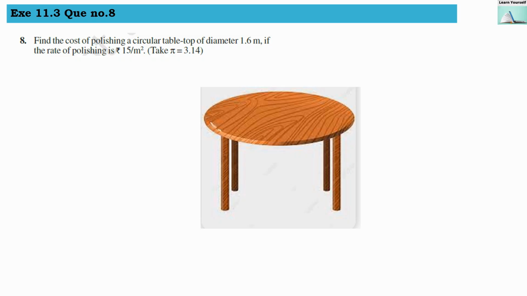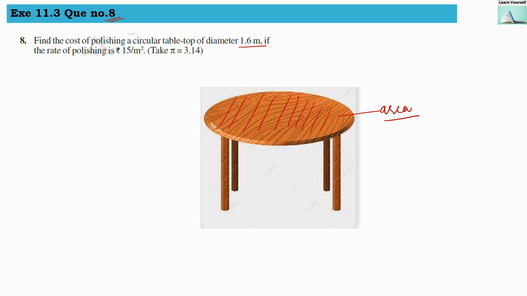Exercise 11.3, question number 8. Find the cost of polishing a circular tabletop of diameter 1.6 meter if the rate of polishing is 15 rupees per square meter. Now, understand this, that when we are talking about fence, boundary or edge, in those numericals we are finding out circumference, but here we have to polish the table. So this area we are polishing, and for that we have to find out the area of the table.